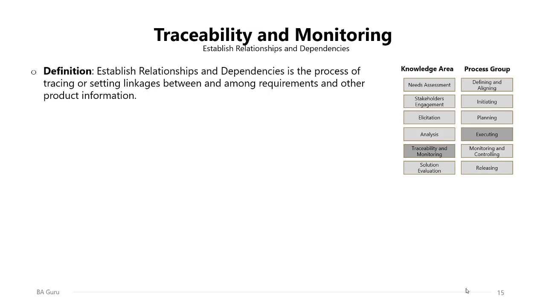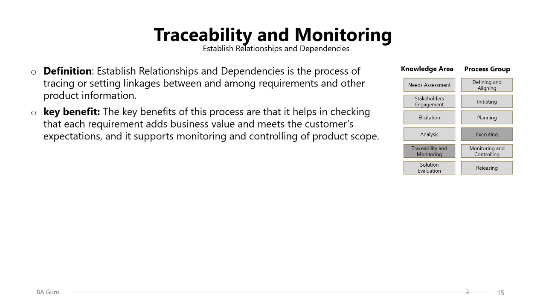The second traceability and monitoring knowledge area process is about establishing the relationships and dependencies between the product requirements and the product information. It is part of the traceability and monitoring knowledge area and the executing process group. It can be defined as the process of tracing or setting linkages between and among requirements and other product information.